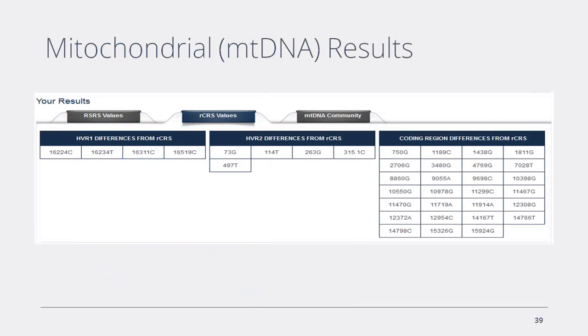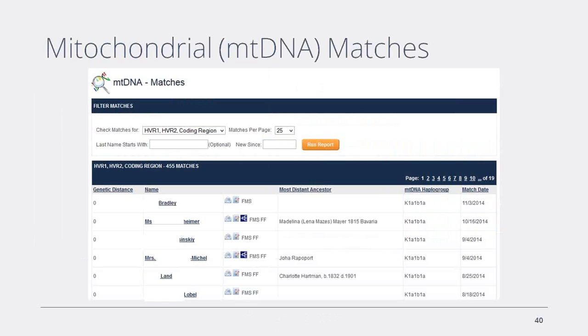This is what your actual raw results look like for mtDNA. Essentially, what we're looking at is positions on the mtDNA molecule. There's a little over 16,000 of them, and we're comparing you to a reference sequence. And what we do is we report the positions that you differ at, because that's much easier to report. And these are my full results. I've got some 20-something or 30-something differences out of 16,000 total positions on the mtDNA, so much easier to read this. And then you get a matches page, very similar to the yDNA matches page, where you again have genetic distance at the full sequence level. You have your matches' names, which again I've blanked out for privacy. You can see their family trees. You can take notes, see their most distant maternal line ancestor, their haplogroup, and then their match date.